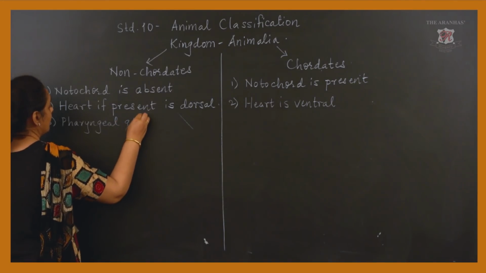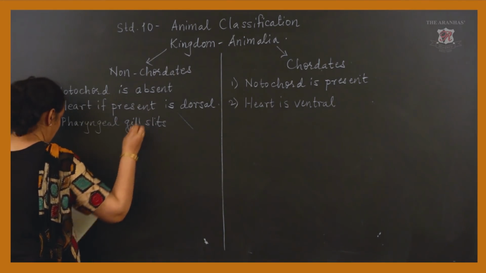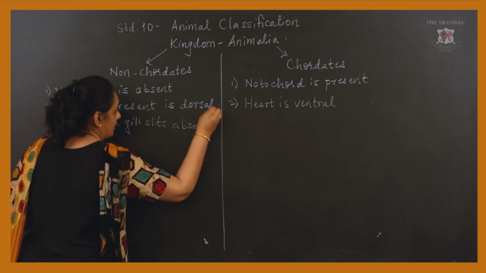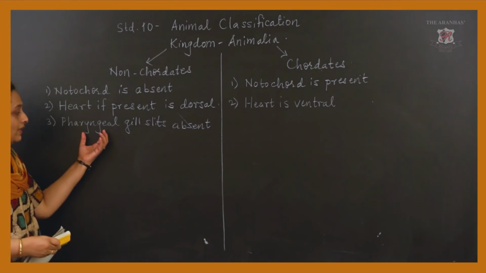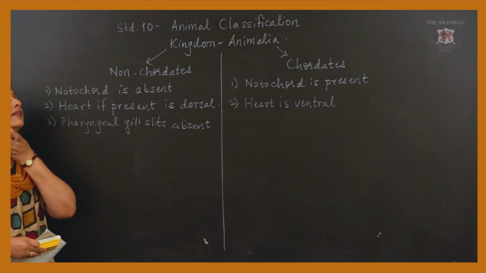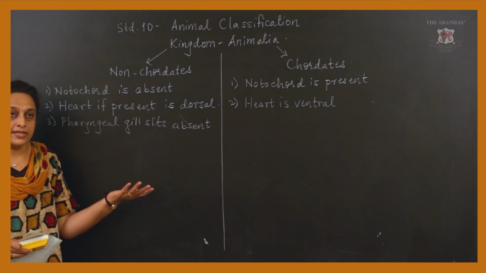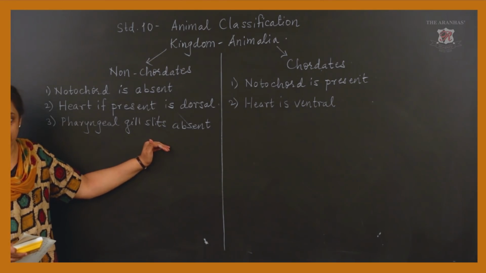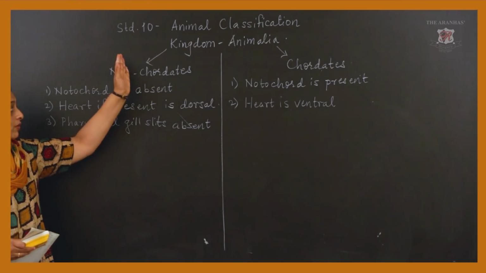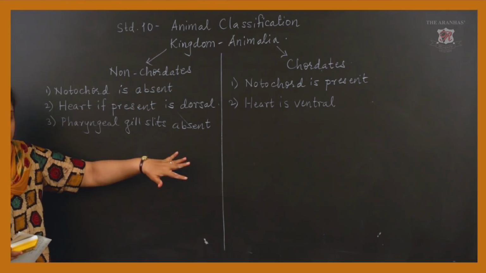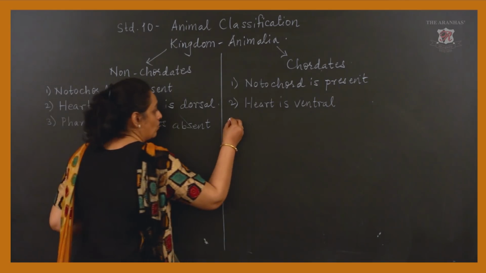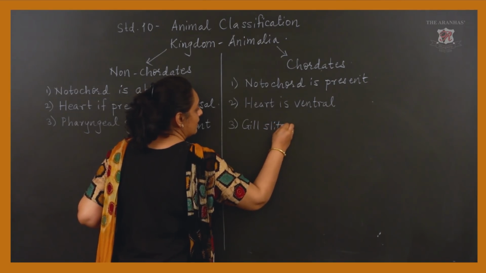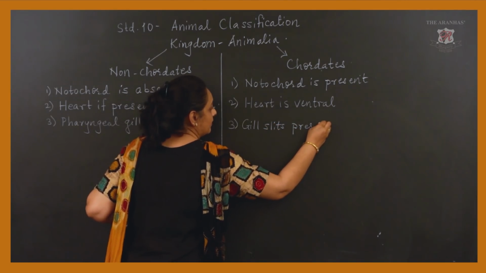Pharyngeal gill slits absent. Now on the pharynx portion, that is this portion, in short the throat portion, gill slits are absent for respiration. These non-chordates will have some other organs for respiration, and in chordates gill slits are present.